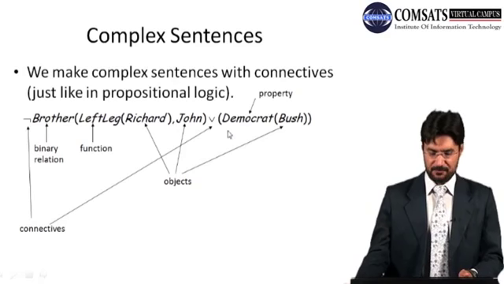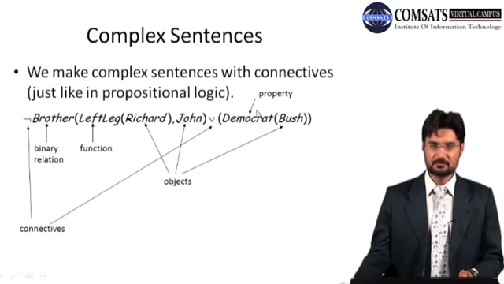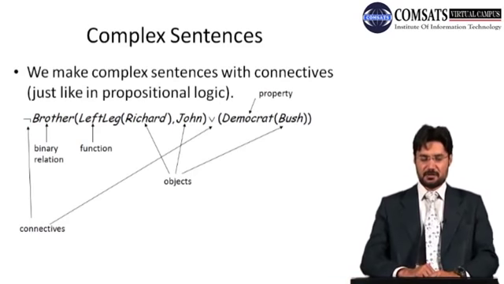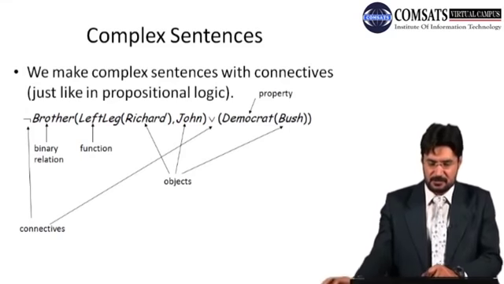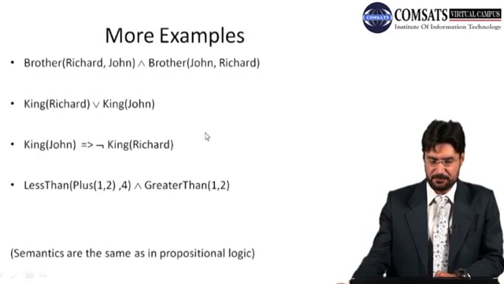And then we have connectives, which is and, or, this is or, Democrat or Bush. So we can combine this as another sentence. We can combine different sentences and use different logical operations, and then we can make complex sentences.